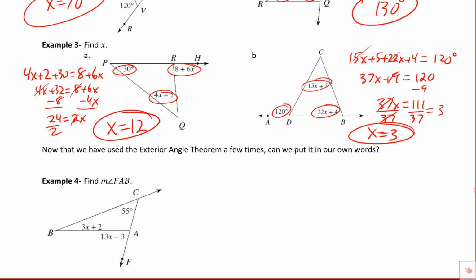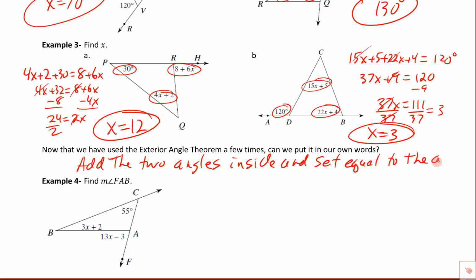All right, now that we've used this a couple of times, can we put in words what the exterior angle theorem means that we do when we see a problem where we can use it? So think about for just a second, what did we do on every single one of these? We added the 2 on the inside and set it equal to the 1 on the outside, every single time. So if somebody says we're going to be using the exterior angle theorem, we could say something like this: add the 2 angles inside and set equal to the angle outside.